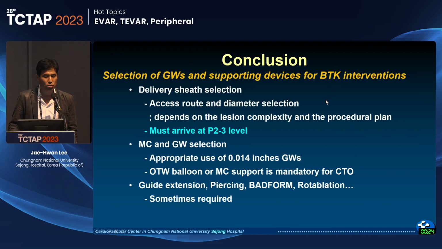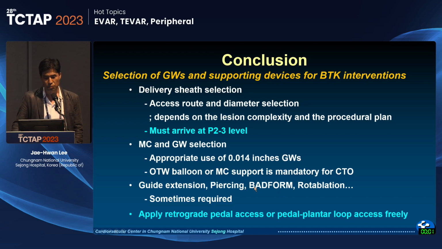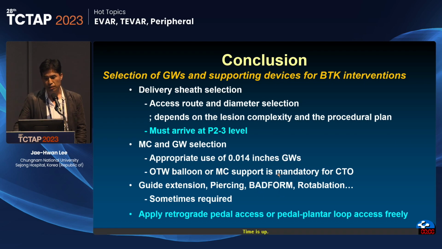So this is the conclusion of my lecture. Selection of guidewire and supporting device of BTK intervention. Delivery systems must arrive at P2 or P3 level. Microcatheter and guidewire selection is according to the region. 014 inch guidewire is appropriate. And an over-the-wire balloon system should be needed. Sometimes guide extension, piercing, body form, rotablation are required, but you have to apply retrograde pedal access or pedal plantar loop access freely. Thank you.